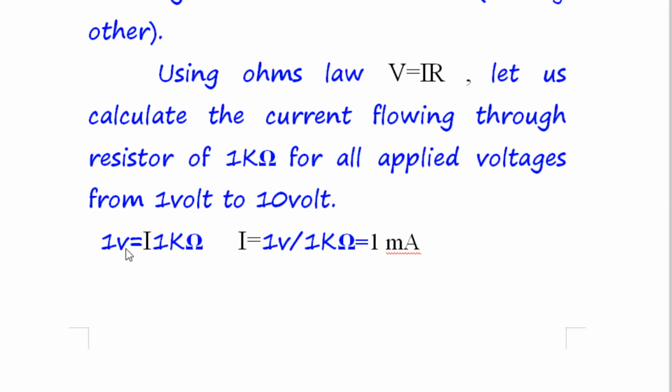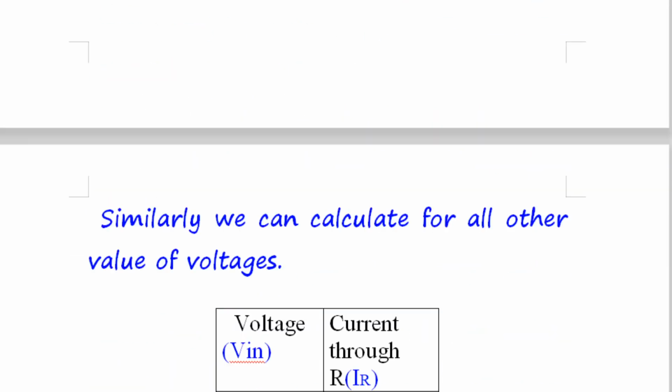So first of all, let us see here, V is equal to I into R. First of all, we will calculate current for 1 volt. So 1 volt is the voltage. We want to calculate the current I. Value of resistor is 1 kilo ohm. Therefore, in the next step, it will be I is equal to 1 volt divided by 1 kilo ohm, and it will result into 1 milliampere. So for 1 volt applied voltage to the resistor of 1 kilo ohm, the current flowing through the resistor will be 1 milliampere. And this is very simple mathematics of the 10th standard.